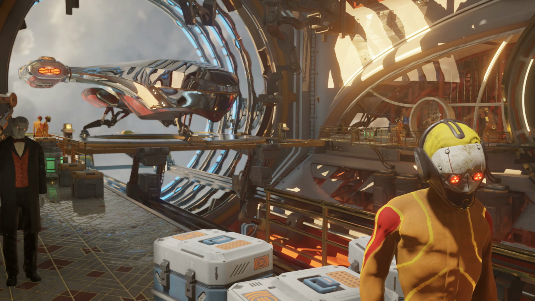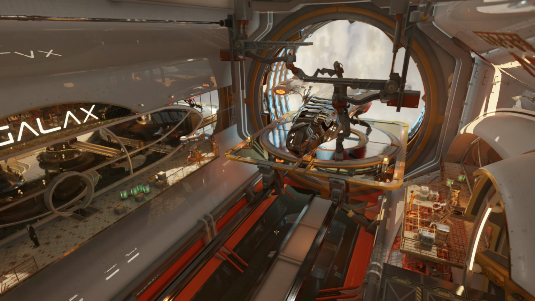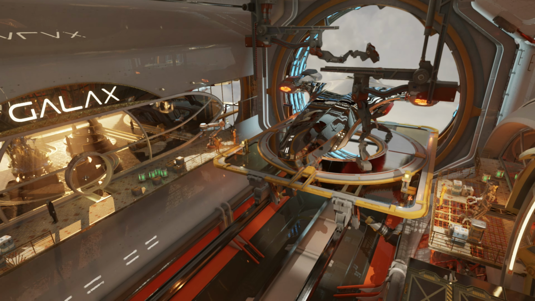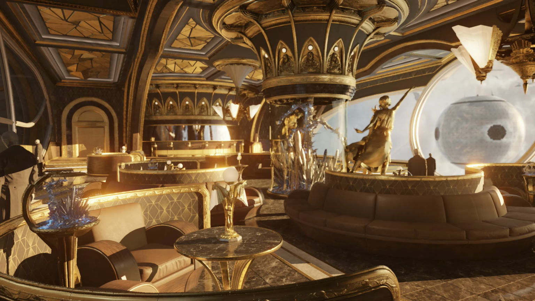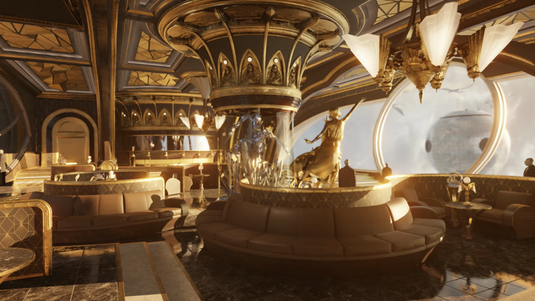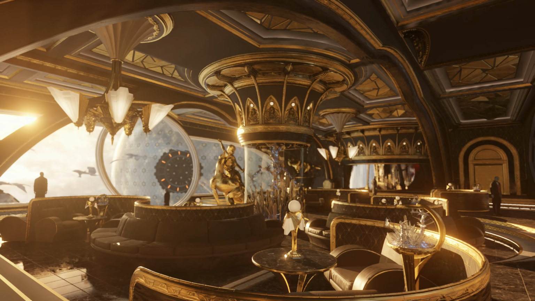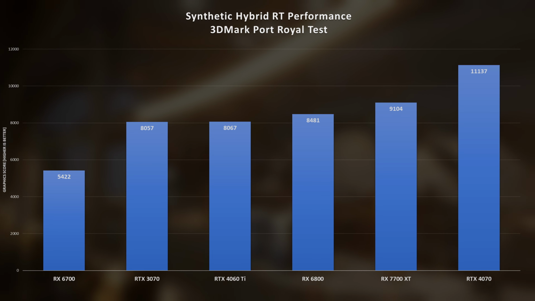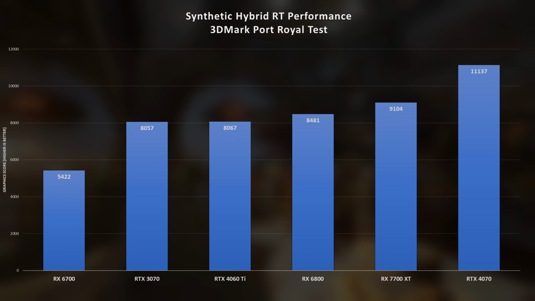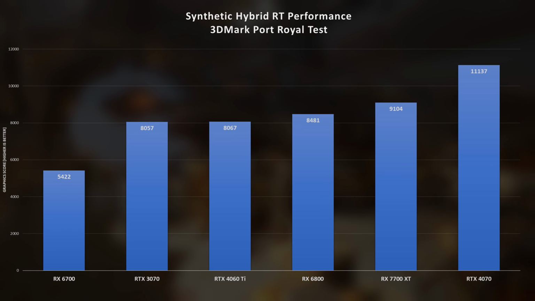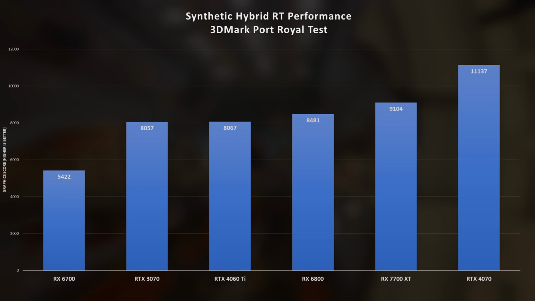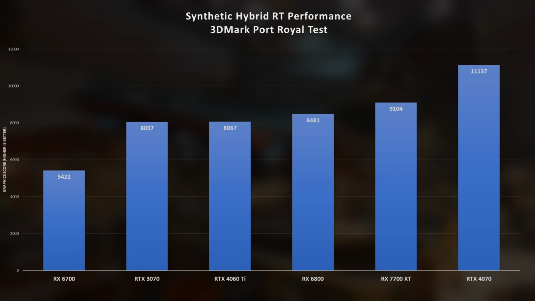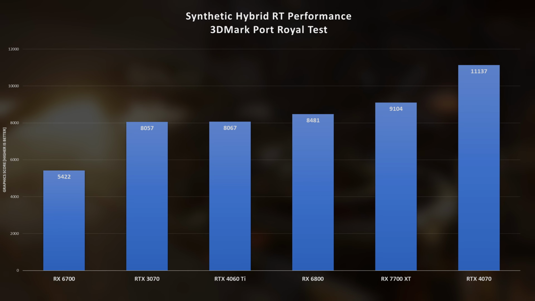But guys, these synthetic results, they really don't mean anything. How do these cards handle a more gaming synthetic like Port Royal? Port Royal is considered the best synthetic for RT performance, and quite remarkably, most of the GPUs today all fall right in line. The RTX 3070 and 4060 Ti are 49% faster than the PS5, and the 6800 and 7700 XT come in 56 and 68% faster.